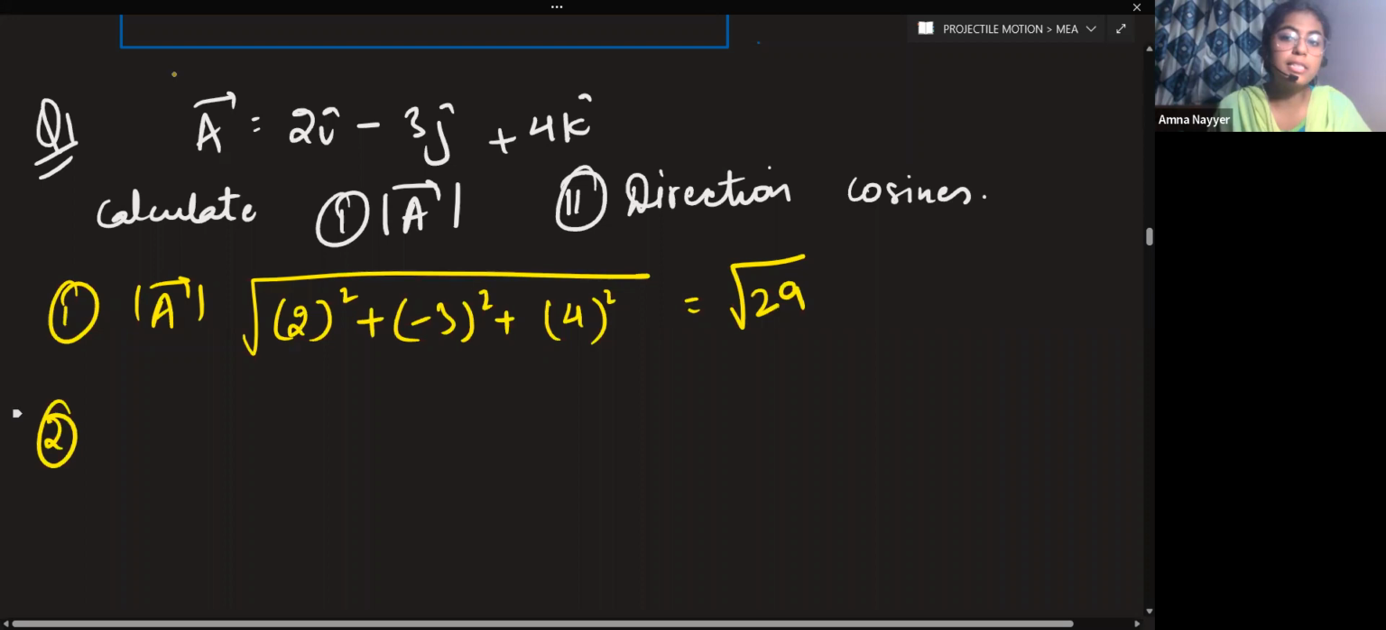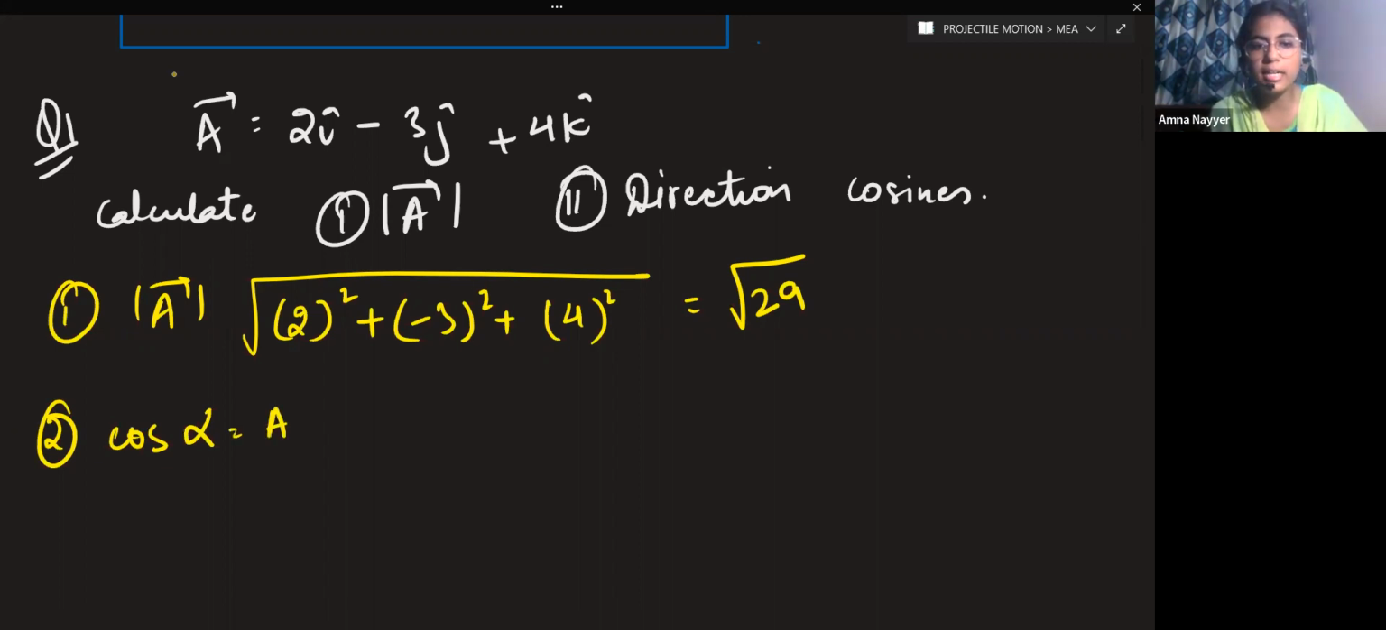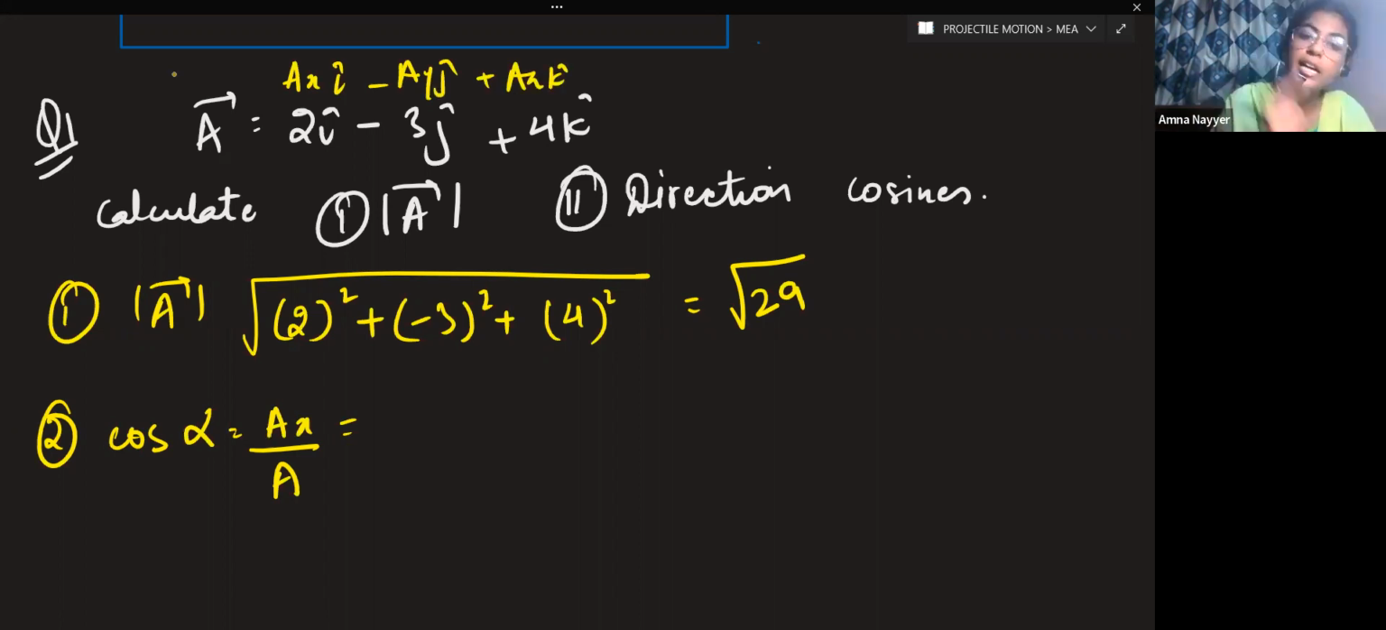Now the second part says direction cosines. Direction cosines means find cos alpha, cos beta, cos gamma. Cos alpha will be ax divided by magnitude of a. See, this is ax i cap plus ay j cap plus az k cap, the standard equation from where we had started the Cartesian form. Ax means the coefficient of i, which is 2. This becomes 2 divided by under root 29.